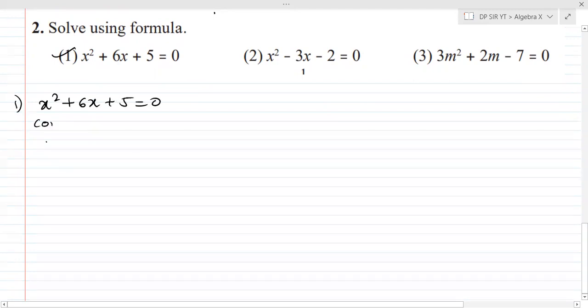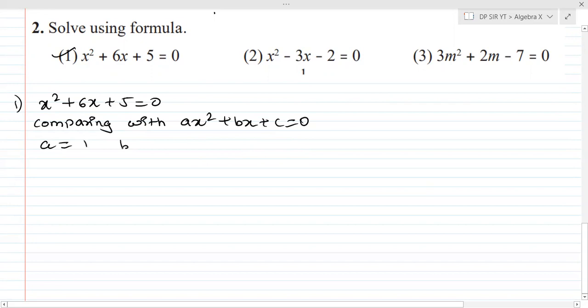Now first thing you need to compare it with the standard form. So comparing with the general form, that is ax square plus bx plus c is equal to 0. Now what you get here: a is equal to 1, b is equal to 6 and c is equal to 5. Now first thing you need to substitute in the formula. What is the formula?